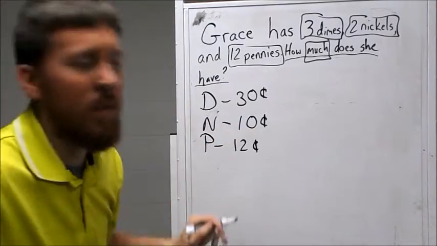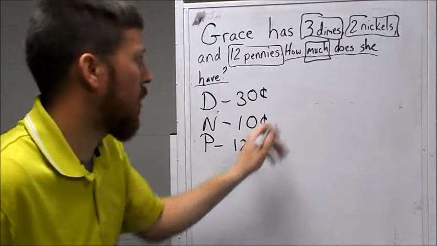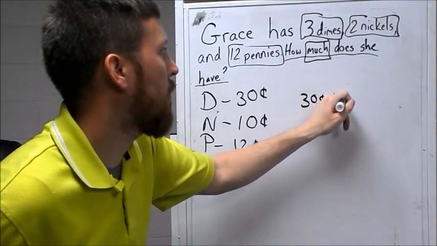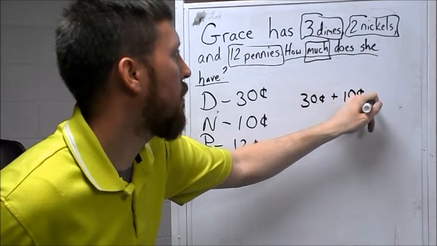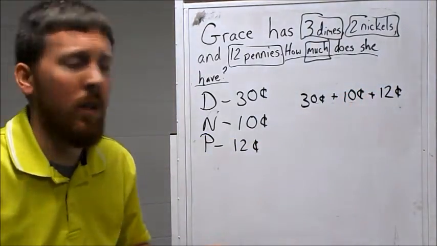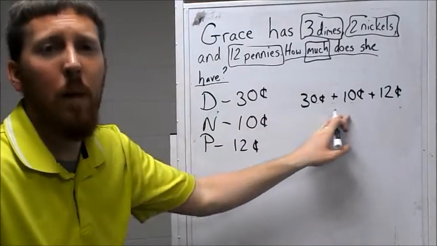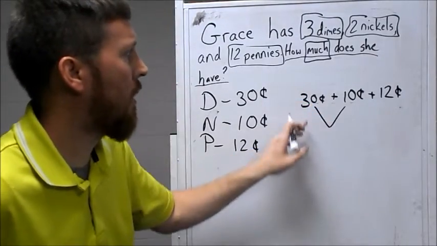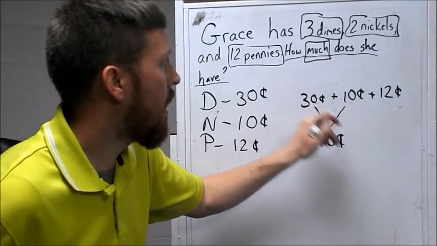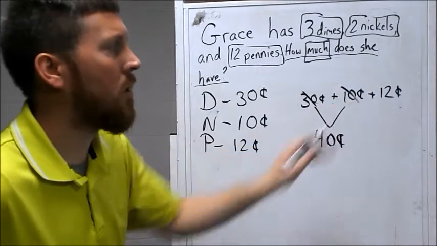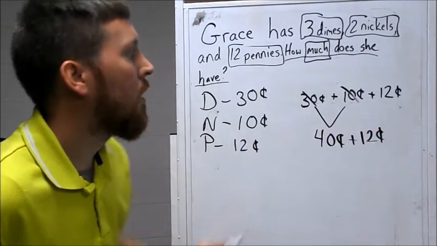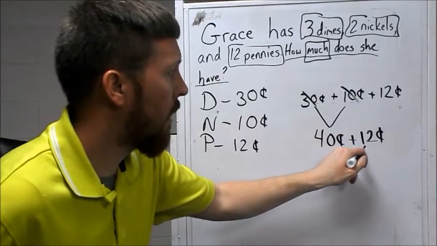I'm going to write this horizontal instead of vertical. And then I'm going to add my tens together. So 30 cents plus 10 cents plus 12 cents. I'm sorry if it's getting a little crooked. I'm going to find my tens and add them together. So 30 plus 10 is 40. So 40 cents. Now I've used this and this, so I'm just going to drop the 12 down. 40 plus 12.